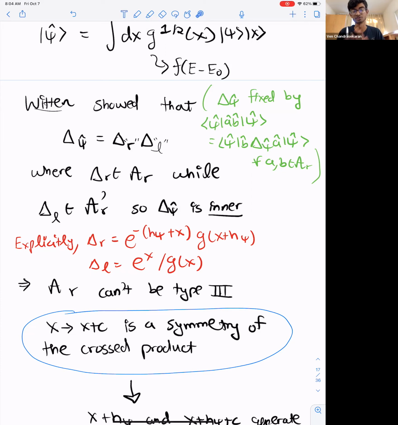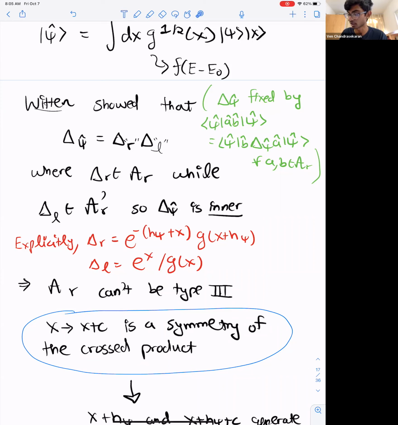In a type 3 algebra, there's no way to split the modular operator of your generating state into a left and a right part. But now for this cross product, we're able to do that. And the explicit expressions for delta R and delta L are given here. It doesn't matter too much what the expressions are, but what I want to emphasize is that the way we're able to do this split is crucially because of the fact that we have this cross product.